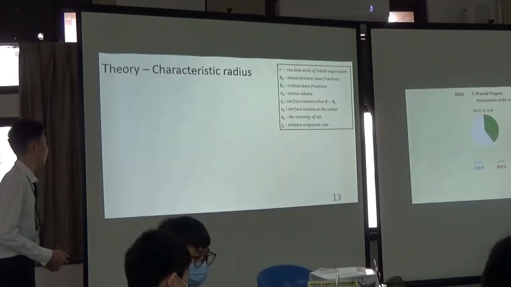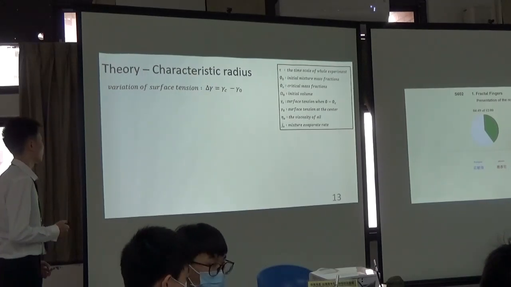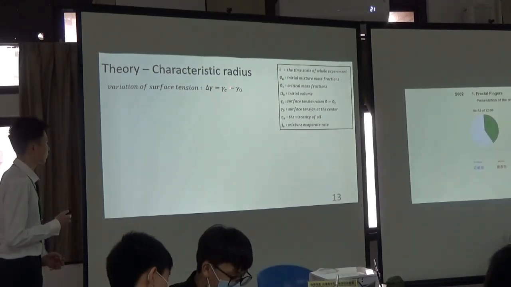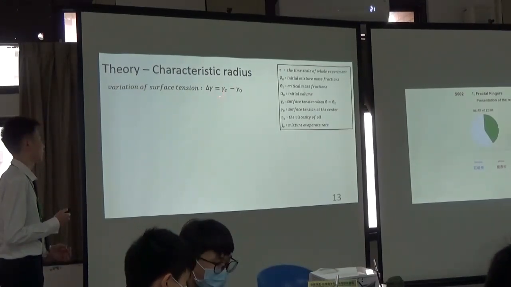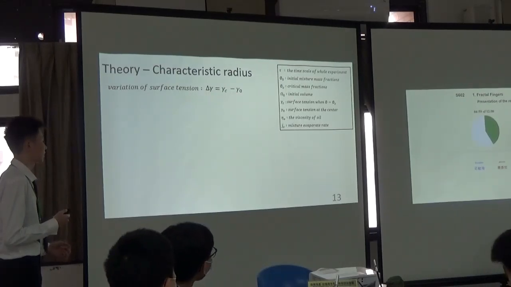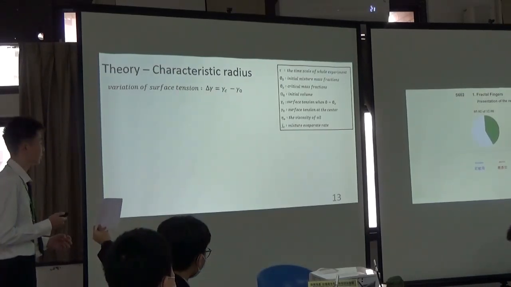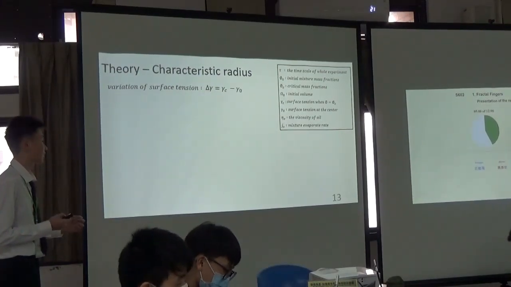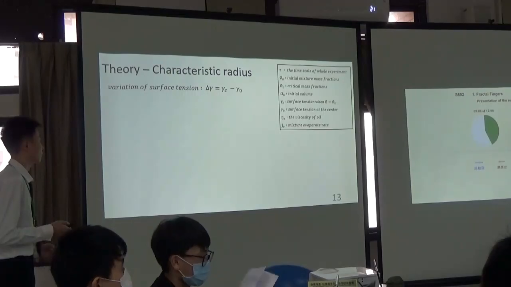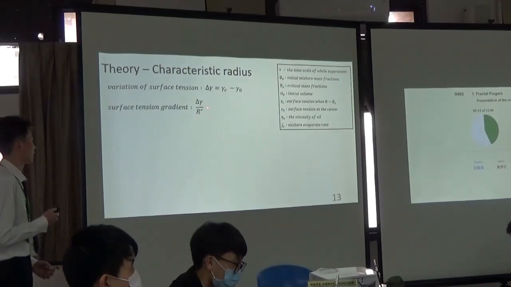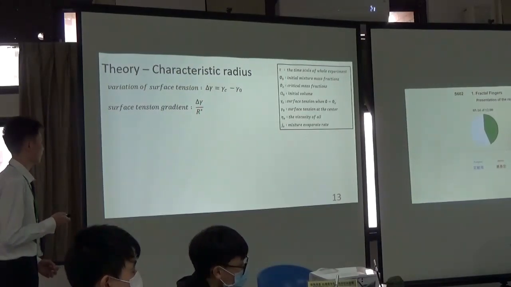And next is about the theory. We can calculate the variation of the surface tension by subtracting the surface tension when the alcohol is at the initial concentration from the surface tension when it is at the critical concentration, and we can get the surface tension gradient by dividing it by the characteristic radius.